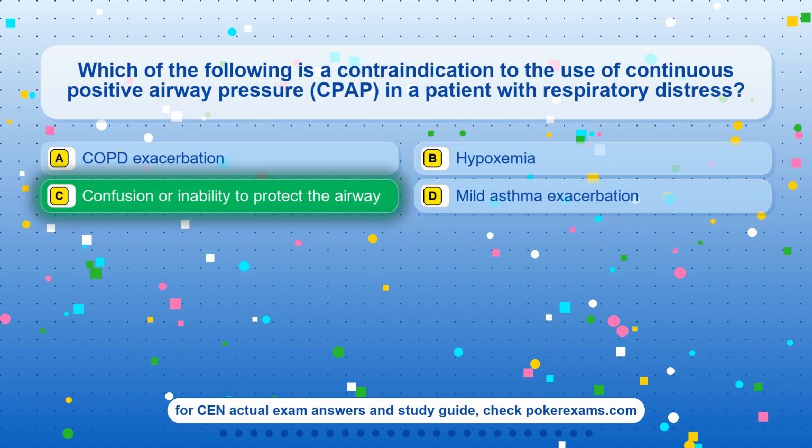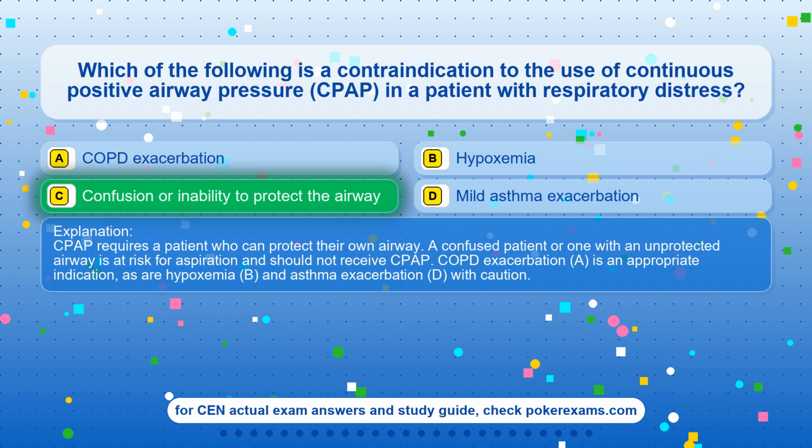The correct answer is option C, confusion or inability to protect the airway. CPAP requires a patient who can protect their own airway. A confused patient or one with an unprotected airway is at risk for aspiration and should not receive CPAP. COPD exacerbation, A, is an appropriate indication, as are hypoxemia, B, and asthma exacerbation, D, with caution.